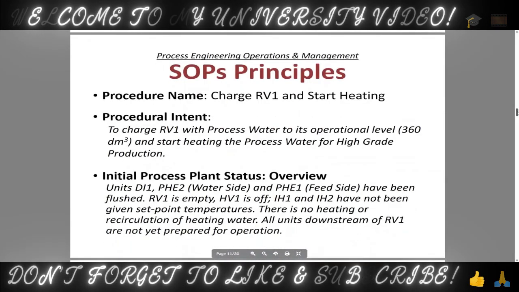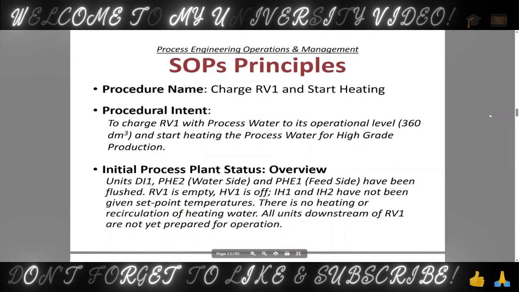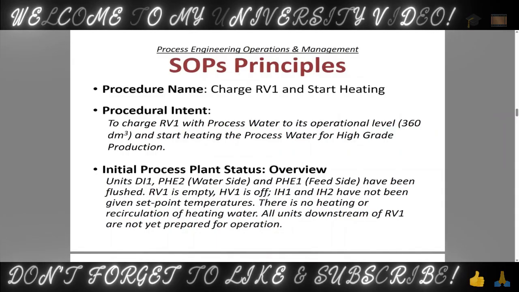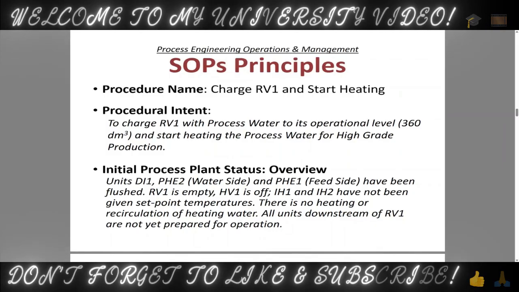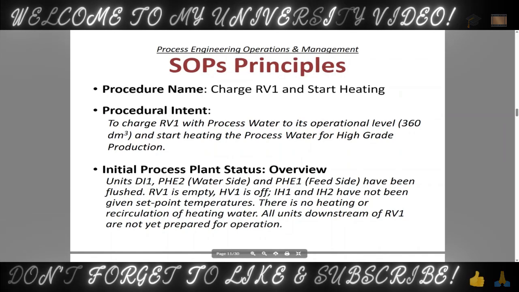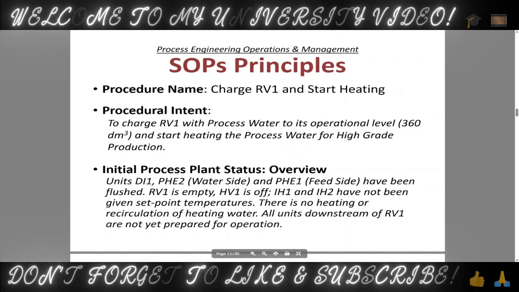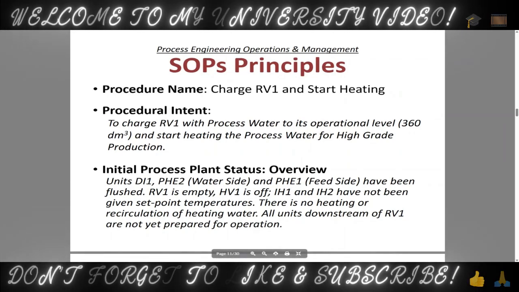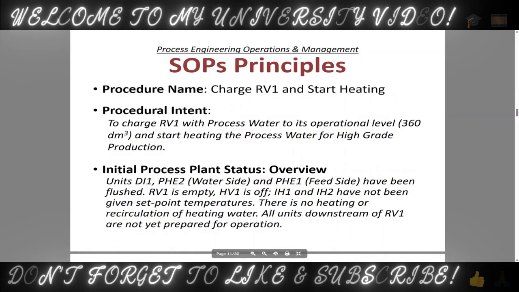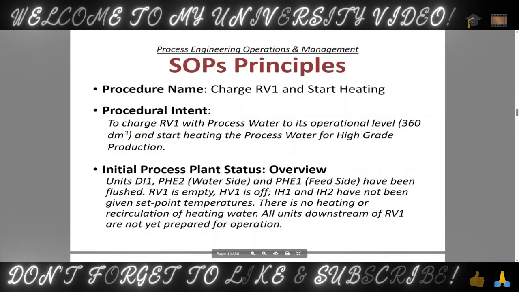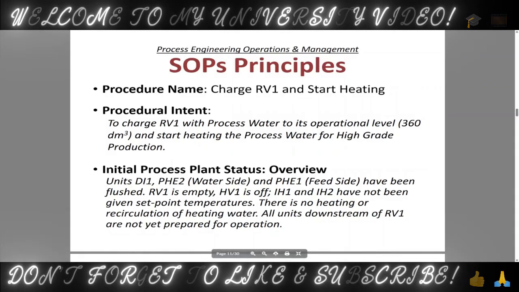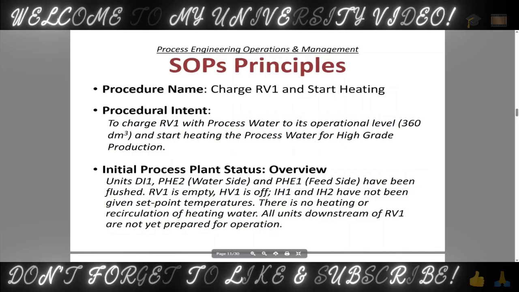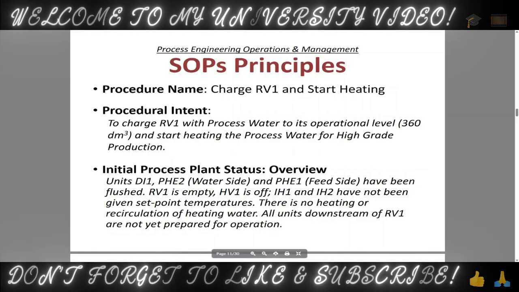The next slide. This is just a brief example of process engineering operation management, how a particular operating condition has to be carried out in sequence. So the procedure name is going to be Charge RV1 and Start Heating. The intent is to charge RV1 with process water to its operational level, let's say that its volume is around 360 cubic decimeters, and start heating the process water for high-grade production. Its status as an overview is here.